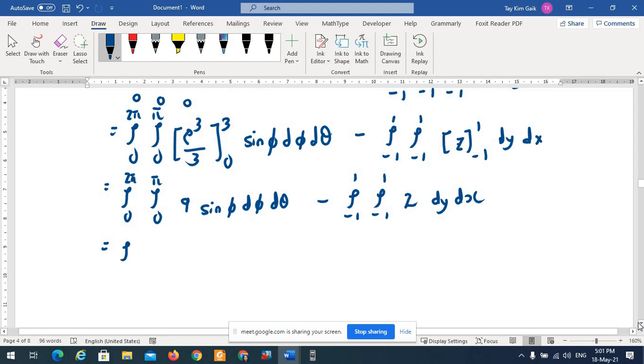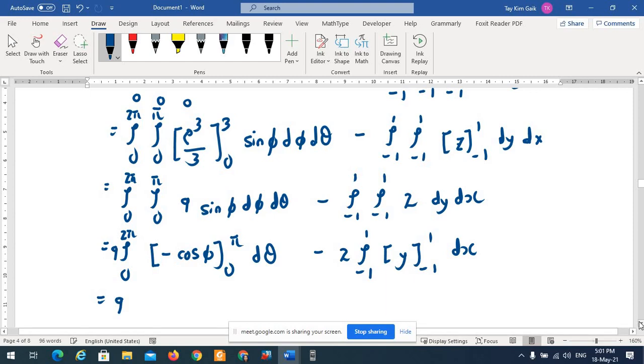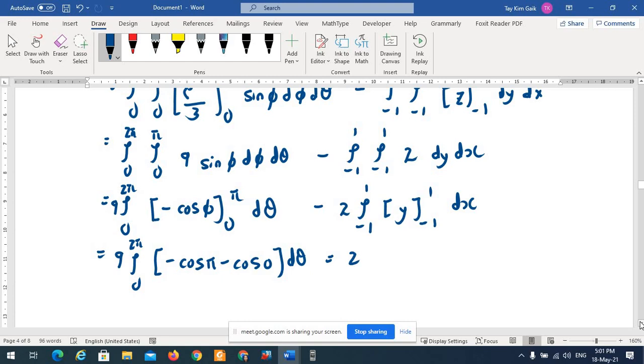So now integrate 9 sin phi with respect to phi. Factor of 9. Integrate sin is negative cos phi, 0 to pi. So this is theta. Then integrate 2 with respect to y. You have a factor of 2. So integrate 1 with respect to y, you have y from negative 1 to 1, dx. So negative cos pi minus cos 0, d theta. Okay, plug in 1 minus negative 1, you have 2. So 2 times 2, total is 4. Integrate negative 1 to 1 dx.